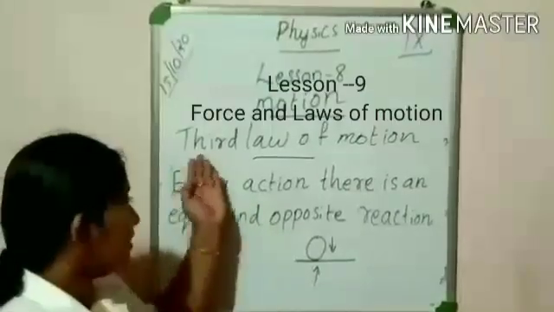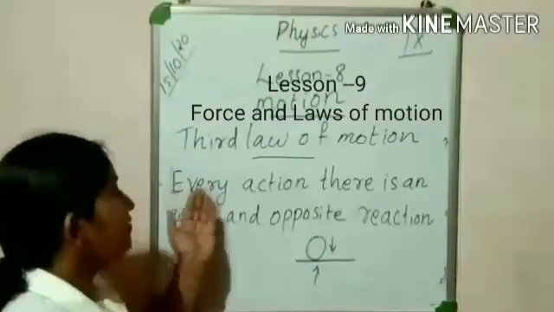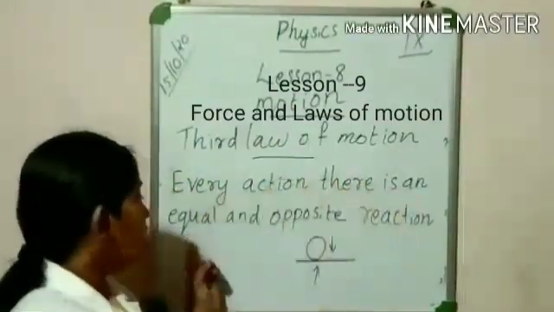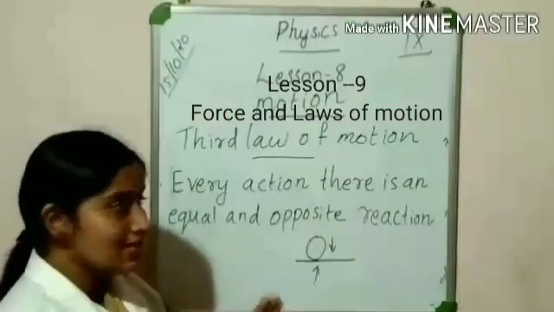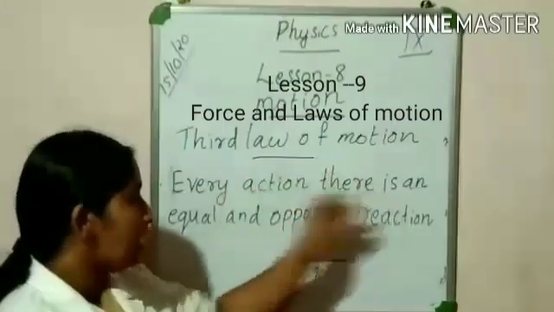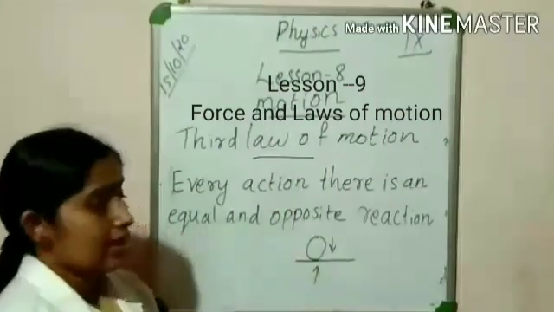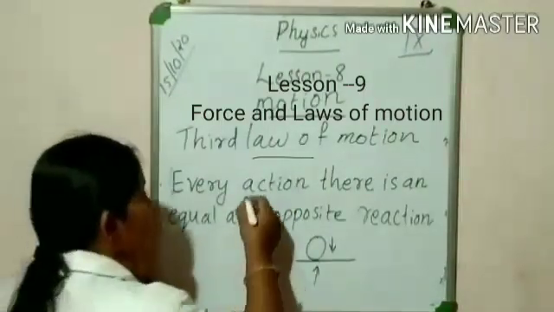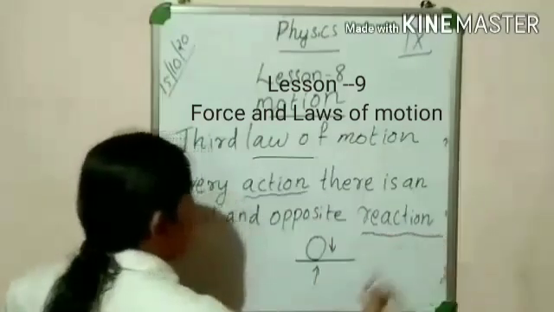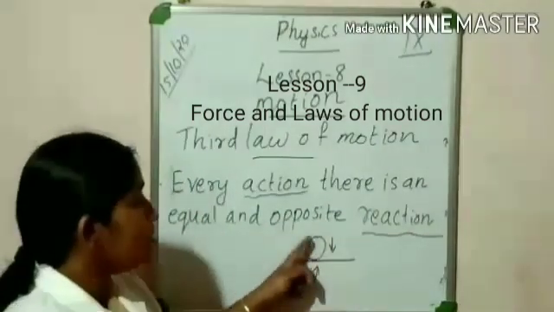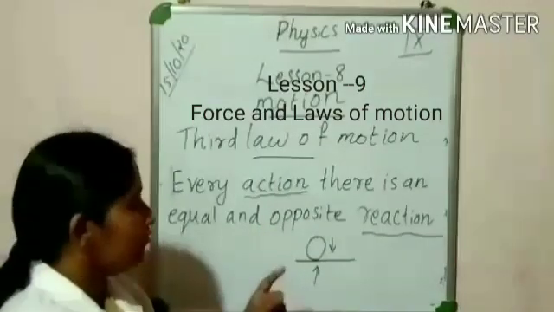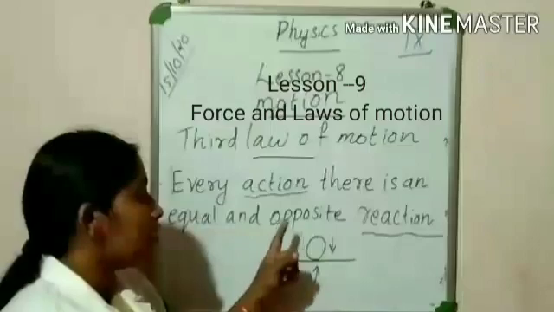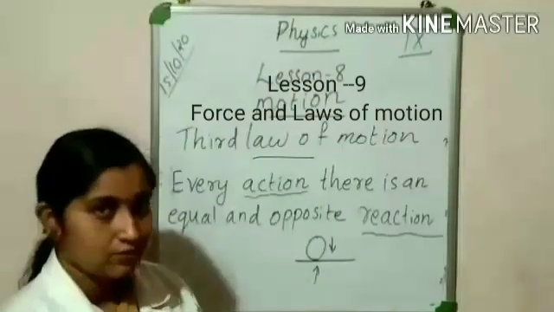Okay, what is the third law? The third law of motion states that for every action there is an equal and opposite reaction. We already discussed what is action and what is reaction. What is action? The force applied by the ball on the table is action. The force applied by the table on the ball is called reaction.